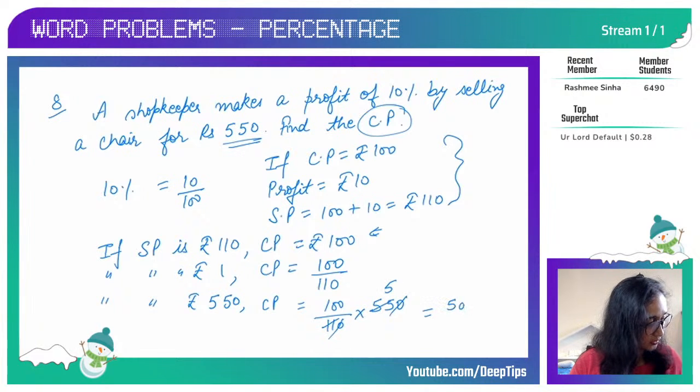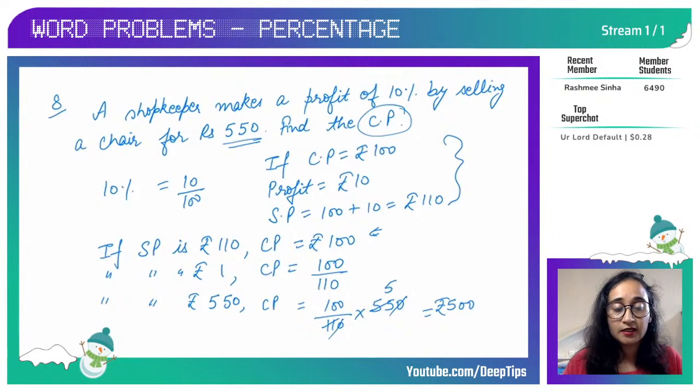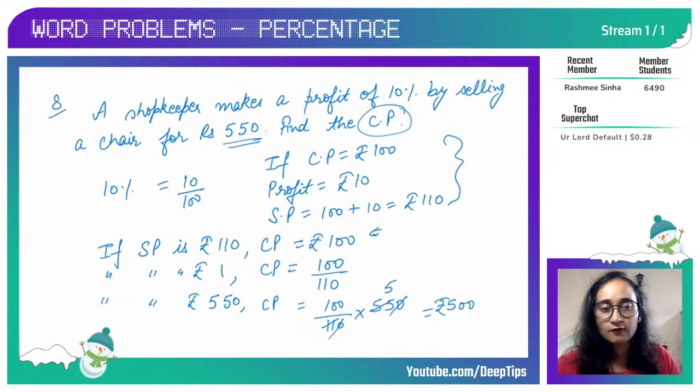So 5 × 100 gives me ₹500. So the cost price of the chair was ₹500, and the shopkeeper made a profit of 10% and sold it for ₹550. So this is how we solve profit and loss questions based on percentage without using any formula. I hope you are clear with the concept.